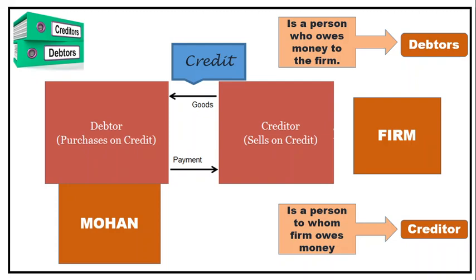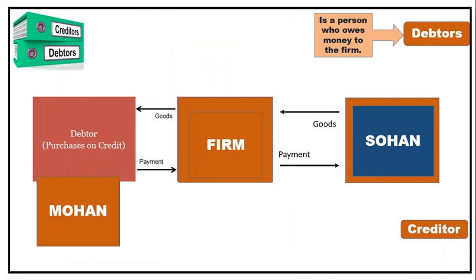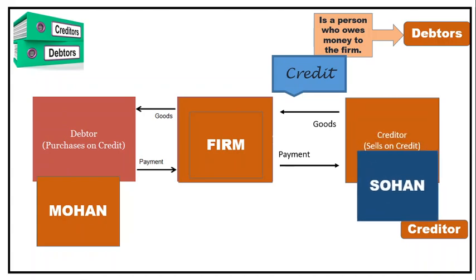Now we are learning that everything is to be recorded from the firm's point of view. As I said, the firm sold goods to Mohan on credit, so for the firm, Mohan is a debtor. Now if the firm purchases goods from Sohan and there is no payment done, this is on credit. Now what will happen? For the firm, Sohan is a creditor.